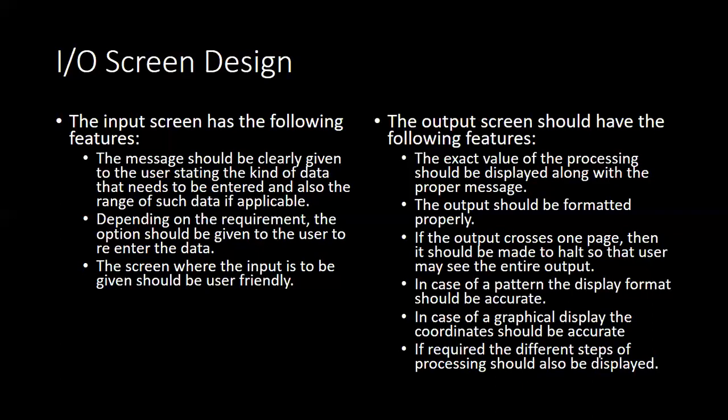If required, the different steps of processing should be displayed. What does it mean? Suppose you are entering some data for admission to a certain college or school. So when you try to enter your name, there should be step 1, step 2, step 3 processes, so that the user understands that step 1 is completed. Now you have to proceed to step 2.